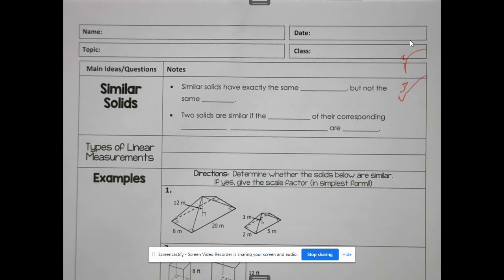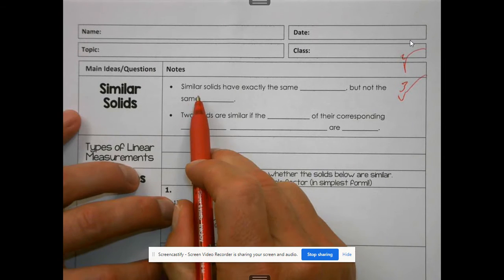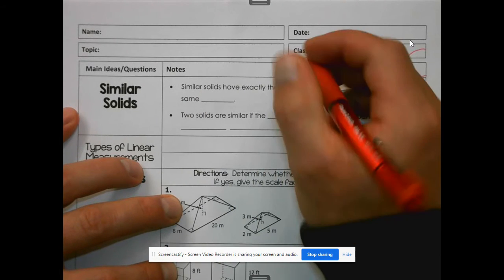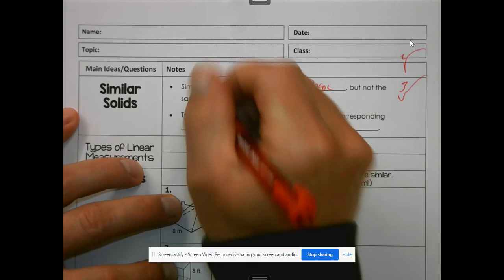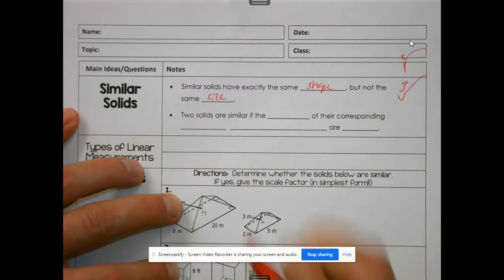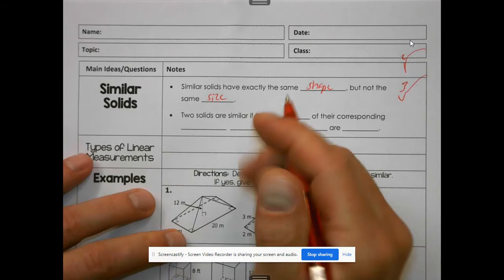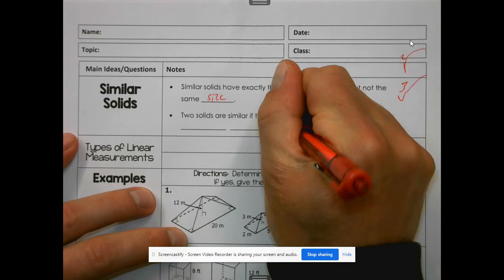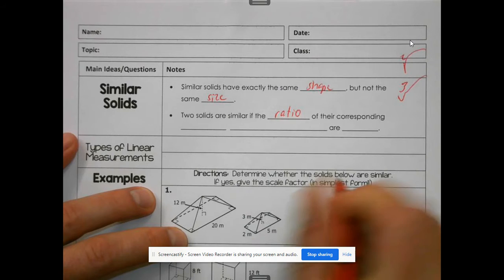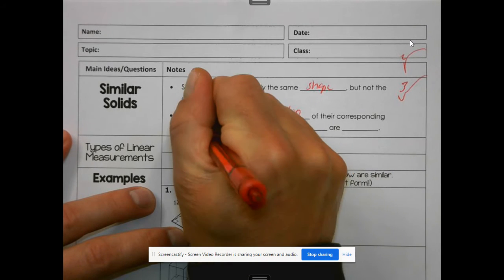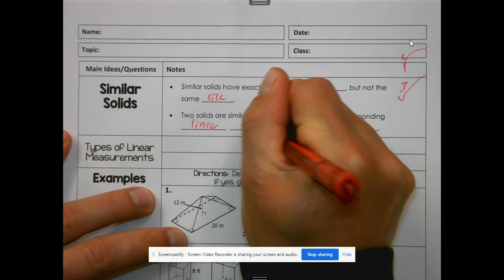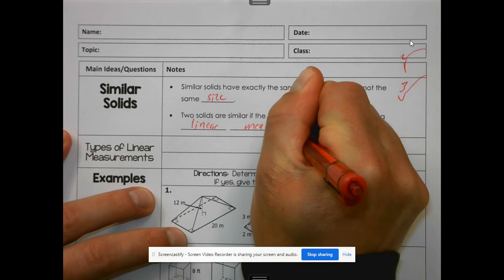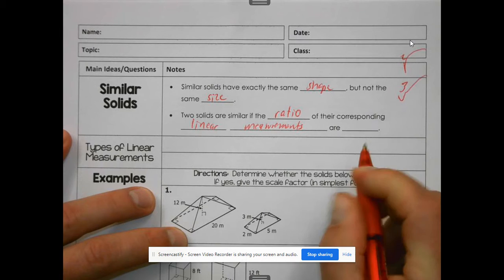All right. Similar solids. First bullet, similar solids have exactly the same shape, but not necessarily the same size. Two solids are similar if the ratio of their corresponding linear measurements are equal.